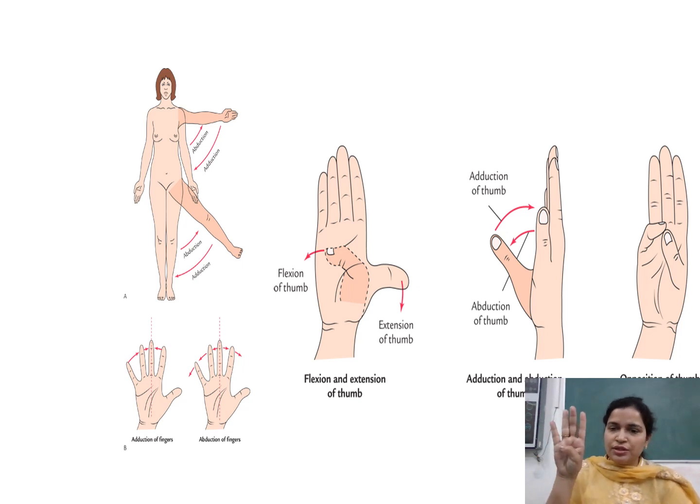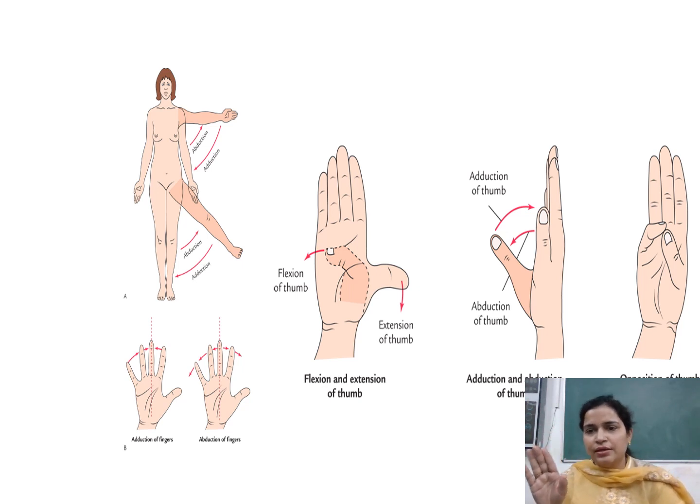So this is flexion, this is extension, this is adduction, this is abduction. In the same way, this is extension, then adduction and abduction in the same plane, circumduction, and then here is opposition, then fanning of the fingers. This abduction is described for the joints of this hand.